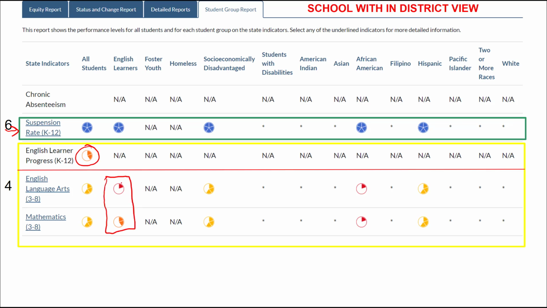We have a red on ELA and an orange on math. This right here would be an eligibility criteria for technical assistance, but because suspension rate is blue, this school site would not be eligible for technical assistance.